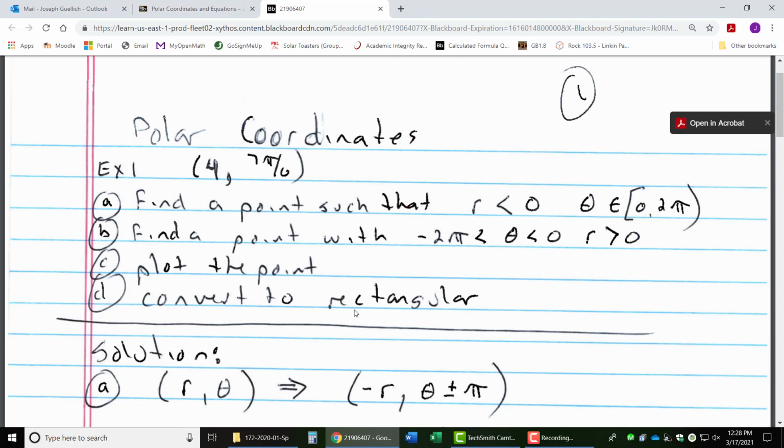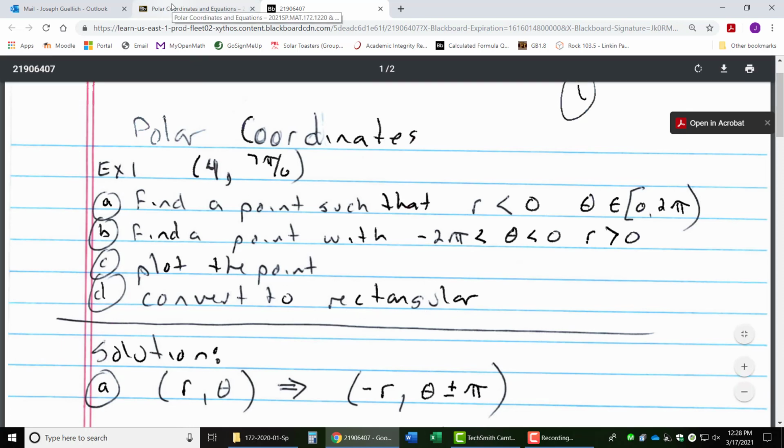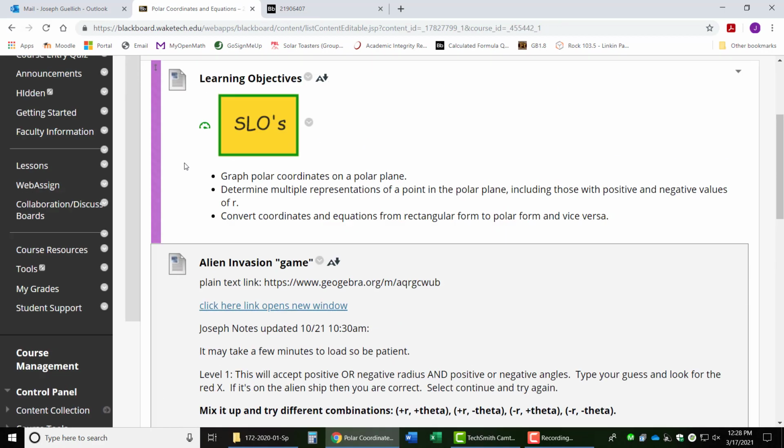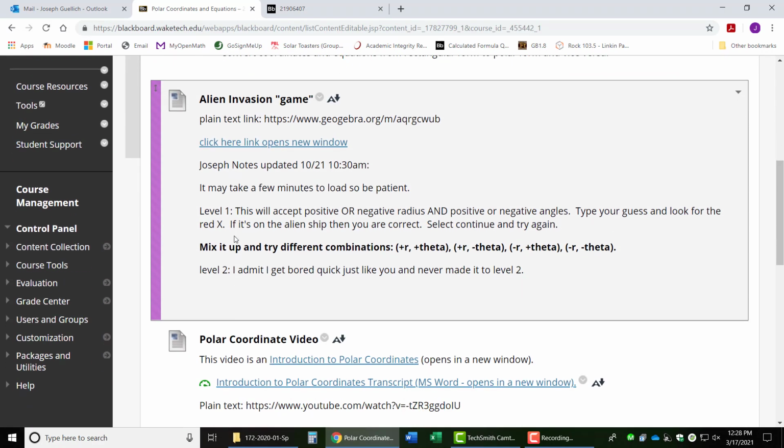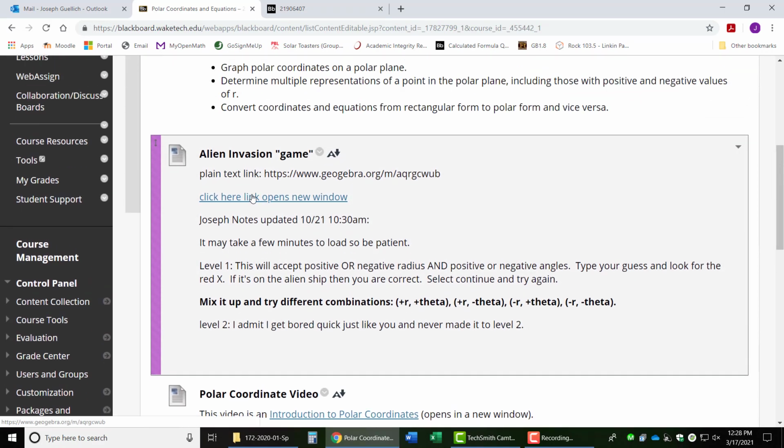Okay, so for starters, on Blackboard, I do have this game. Another teacher put it together. It's pretty helpful, so you might try it. I do suggest that you just play around with the 4 variations that you see there and experiment.